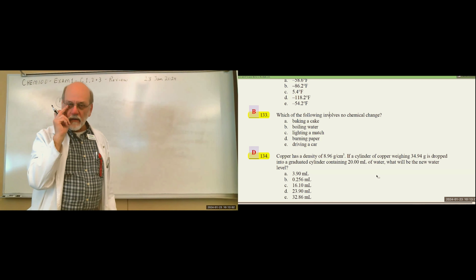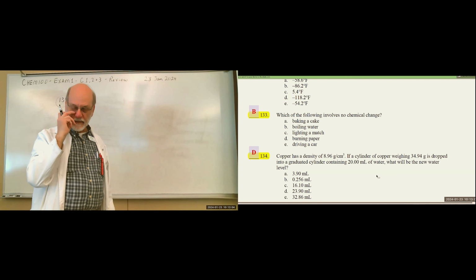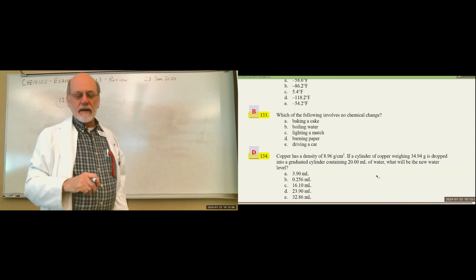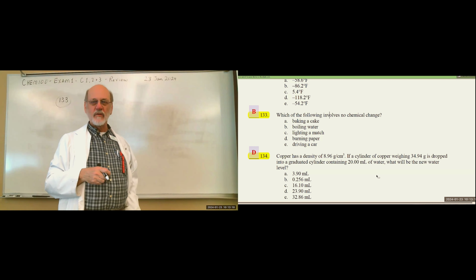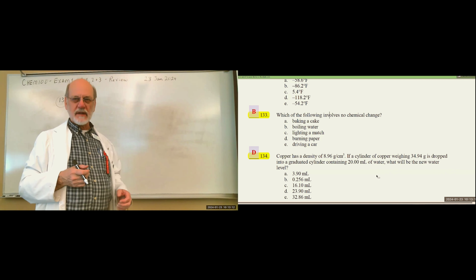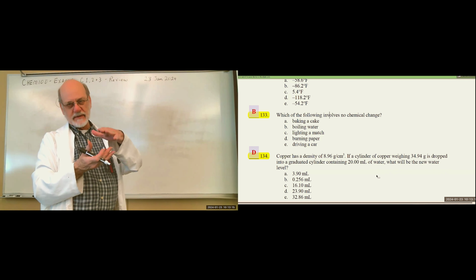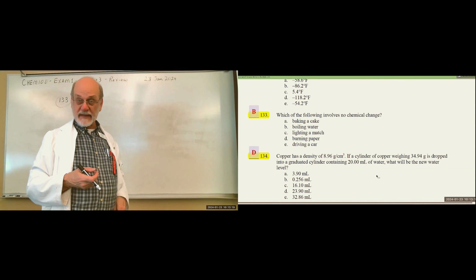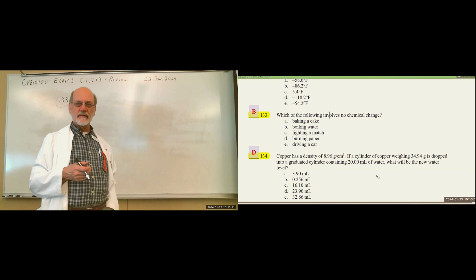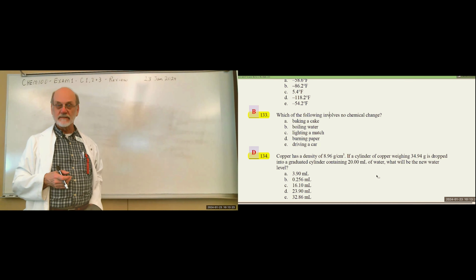Which of the following involves no chemical change? Baking a cake. When you bake a cake, what does it do? Well, it starts off as batter at the bottom of the pan, but it rises, right? It's making gas. Where did that gas come from? It came from a chemical reaction.